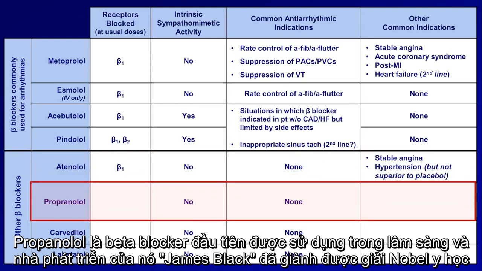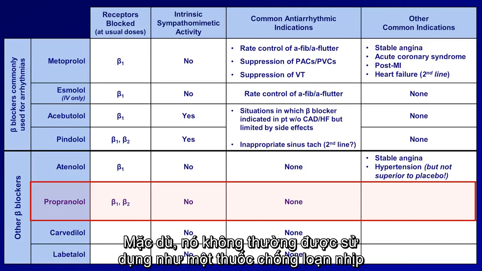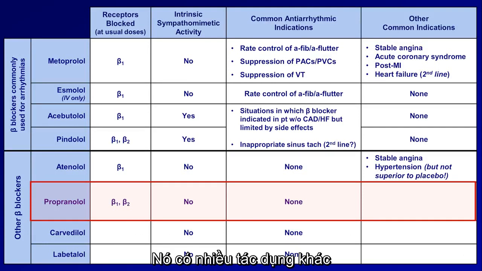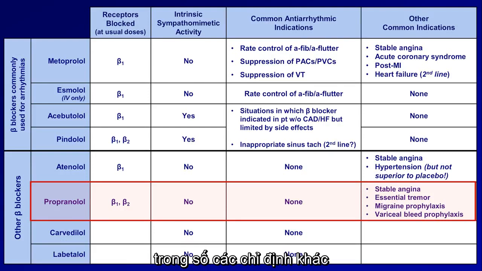Propranolol was the first beta blocker to enter into clinical usage and gained its developer, James Black, the Nobel Prize in Medicine. It blocks beta-1 and beta-2 receptors. Although it is not typically used as an antiarrhythmic, it has many other uses. For example, stable angina, essential tremor, migraine prophylaxis, and prophylaxis against bleeds from esophageal varices, among other indications.